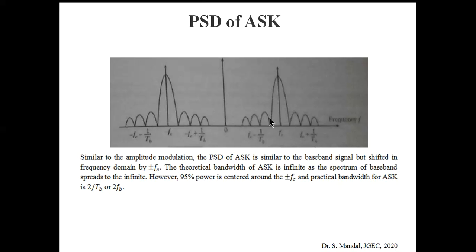And the theoretical bandwidth of the ASK will be infinite. But practically, 95% of the power of the spectrum is centered at plus minus fc, and the corresponding bandwidth is 2 by Tb, or 2 fb. You can see that this point is fc minus 1 by Tb, and this one is fc plus 1 by Tb. In between them, maximum or 95% power will remain. So this will be the practical bandwidth for the ASK, that is 2 fb. Clear? So this is the power spectral density of ASK.